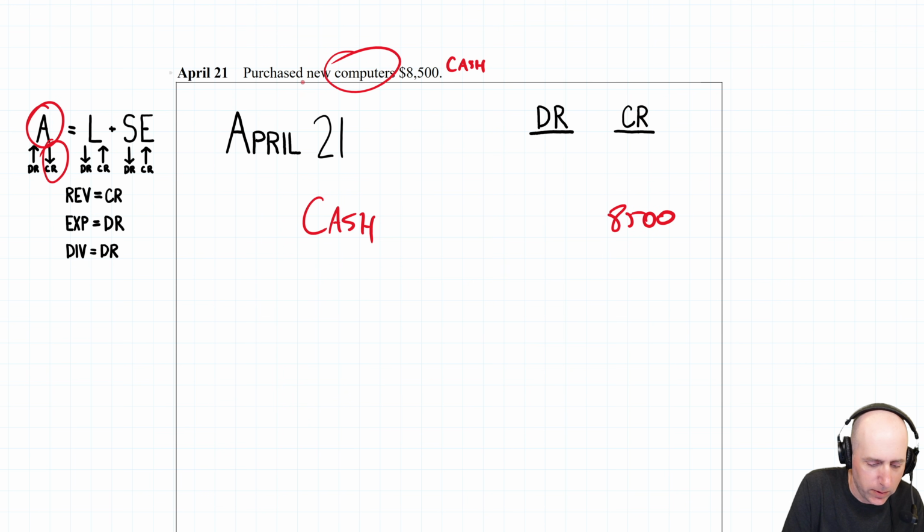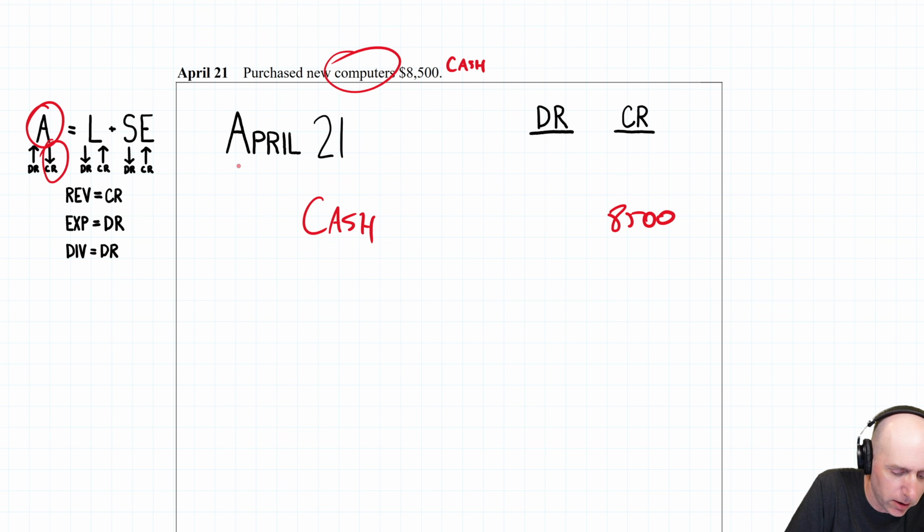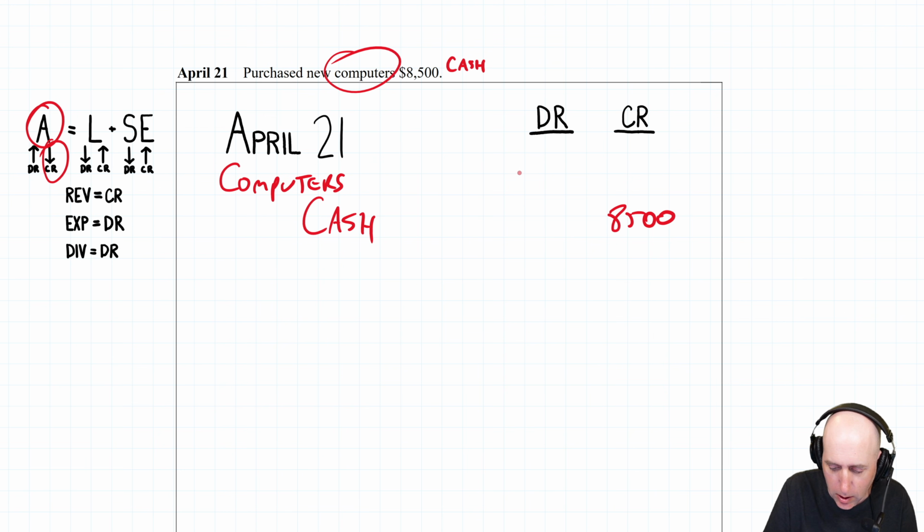Well, we got computers for our cash. Let's debit computers. Some people might call this equipment, and computers are an asset. They're going up, right? Some people might call it equipment. I think computers is fine. Separate it from equipment. 8,500.